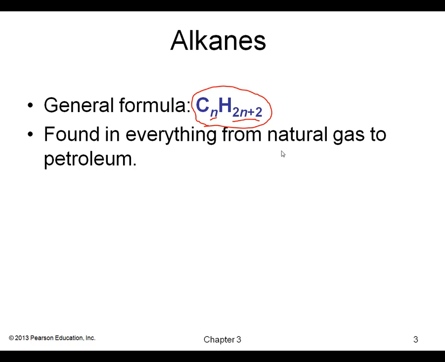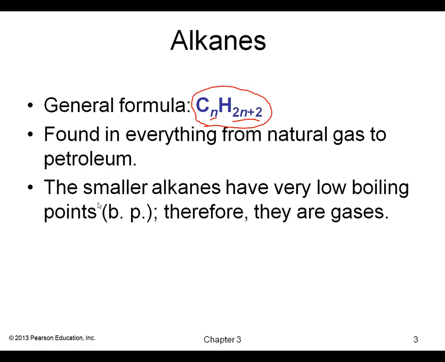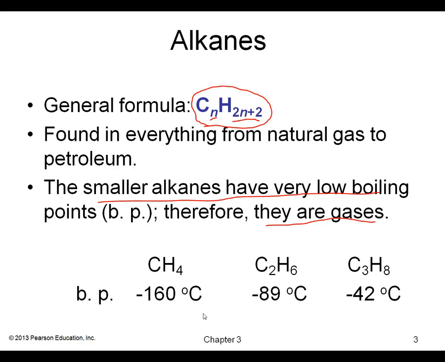Alkanes are found in everything from natural gas to petroleum. The smaller alkanes have very low boiling points like methane and ethane, and so they are gases. Okay, substances with very low boiling points tend to be gases. And those are molecules like this one here, methane, ethane, propane, and so forth. You can see their boiling points. And notice that the boiling point starts to increase as we add more carbon atoms to it.